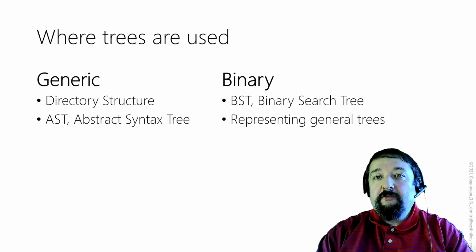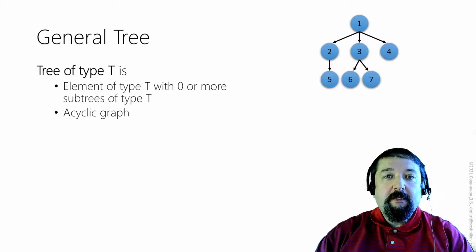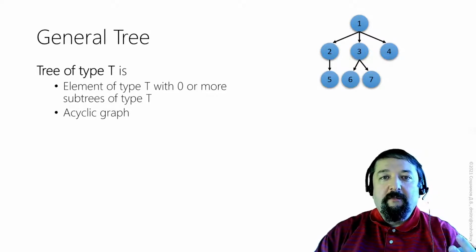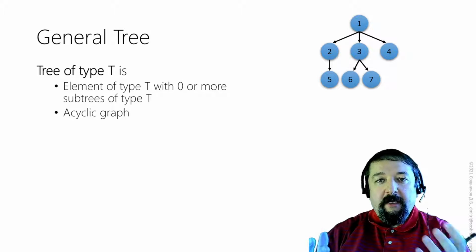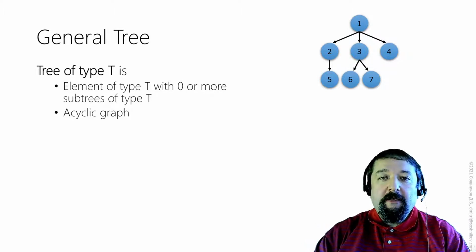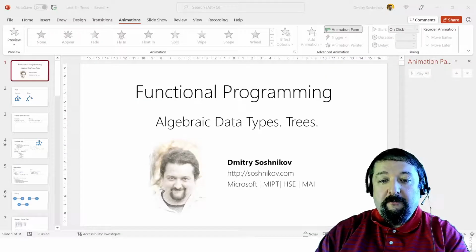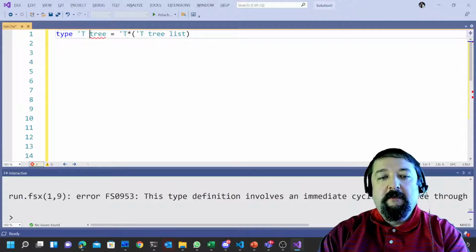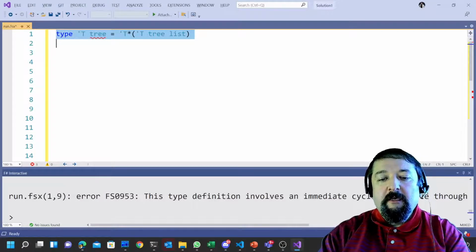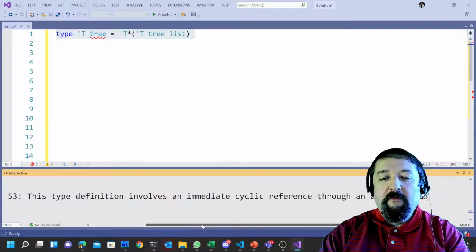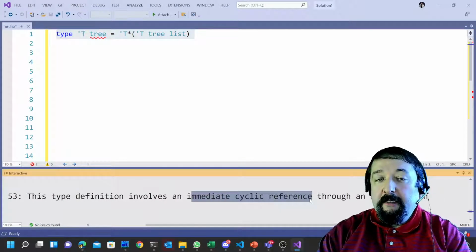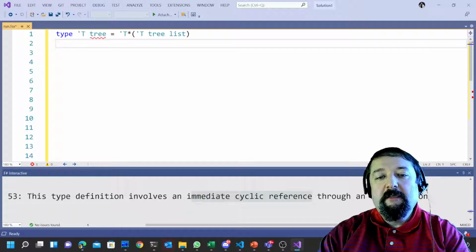So how can we define trees in a functional programming language? Similarly to lists, we know that a list is an element of type T and a list of type T, head and tail. For trees, we can think of a tree as an element of type T and a list of subtrees, which should translate to F# pretty much directly. So we can say that type T3 is an element of type T and a list of subtrees. However, if we try to define it like this, we will get an error. It says that the type definition involves an immediate cyclic reference. And that is not good because the type is defined immediately in terms of the same type.